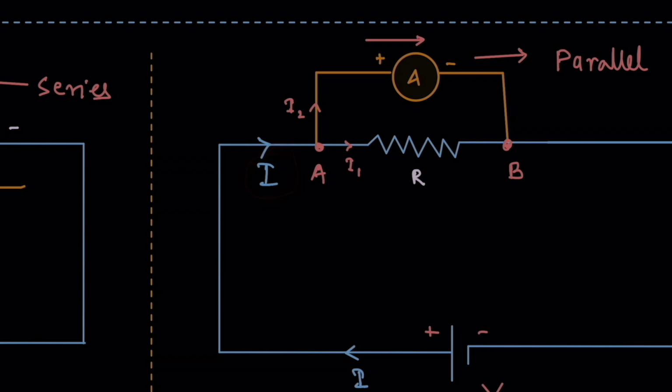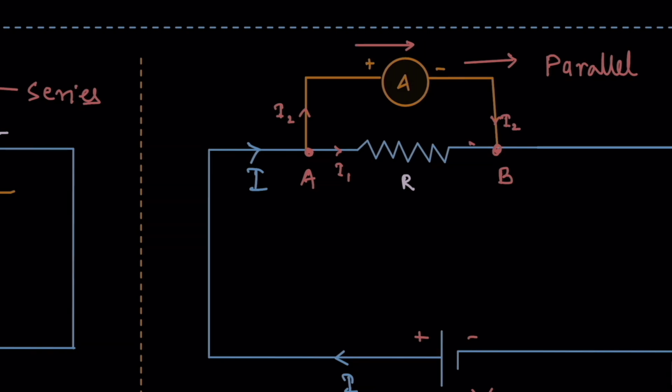And at B, again the current will be I. Why is it I? Because from A to B, if we see the ammeter, here the current is I2. And from the resistor side, here the current is I1. So again, both currents will join together and form I. So at A and at B, the magnitude of current is I.